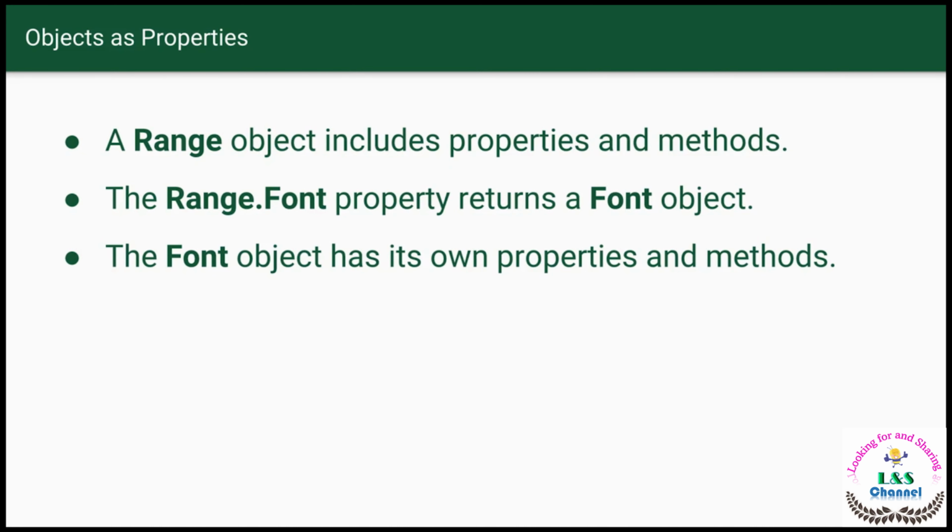This is the equivalent of our book author example. You can think of range as the book and font as the author. Font is a nested child. It's a nested object within range. That can be accessed again with dot syntax, and that has its own set of properties and methods.